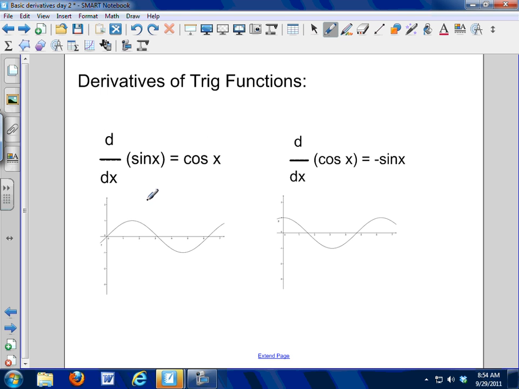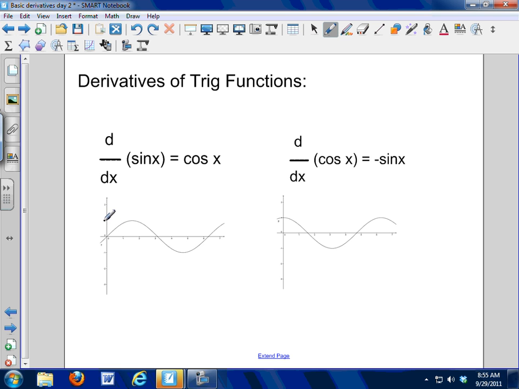Good? Great. Trig functions, they have derivatives. I'm going to tell you what they are. You're going to need to get these into your brain and memorize them. The derivative of sine is cosine. Let's take a look. Okay, think about the sine right here. If I do a slope line, it's about 1. As I work my way to pi over 2, my slope becomes 0.